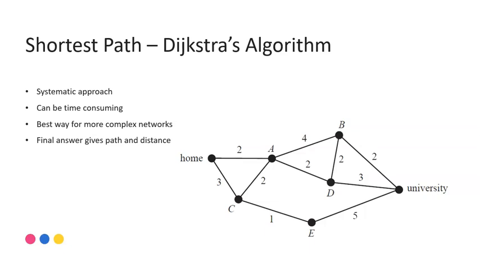The advantage is once you finish the algorithm, you actually get both the path and the distance in the final answer. And then you always want to go back and check on the graph itself. So we'll have a look now at the example here using Dijkstra.